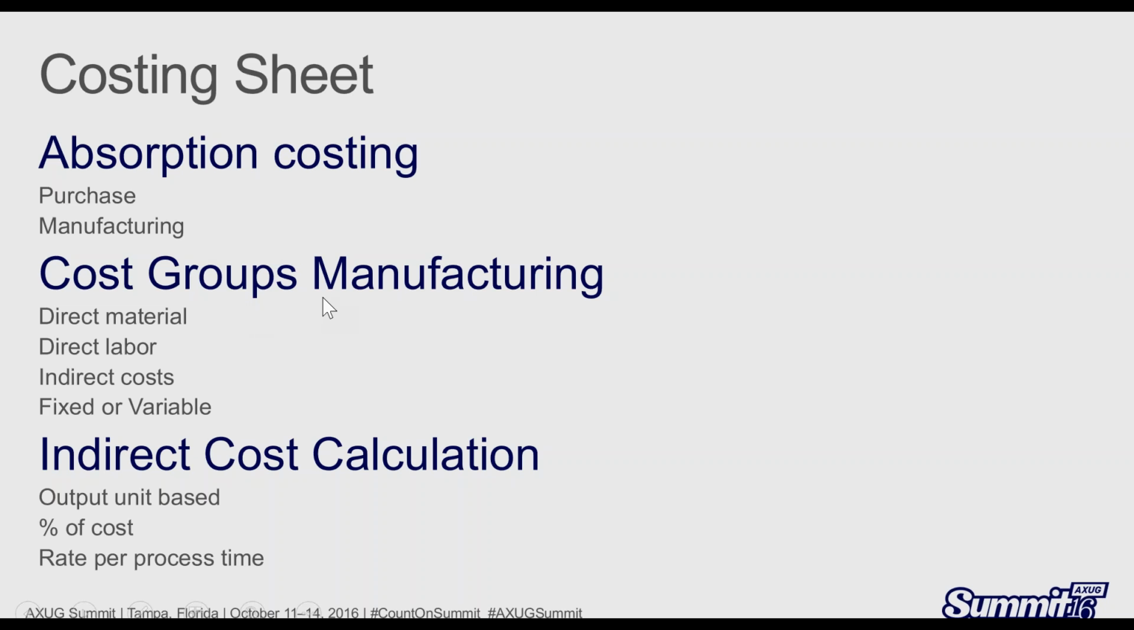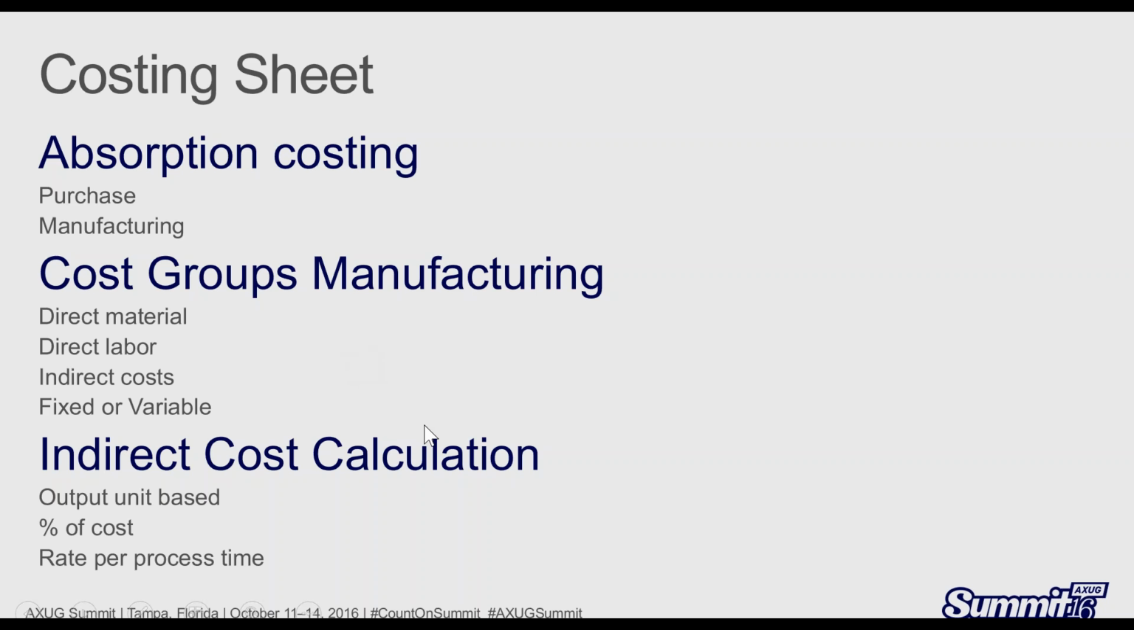Cost groups, you should all be familiar with cost groups on the manufacturing side. We've got direct material. These are things used directly in the manufacturing of the product. Direct labor, so that would be direct people that are directly assigned to converting the product, and indirect costs, which are going to be your overheads, plant overhead, personnel overhead, that sort of thing. You can tag the cost groups as fixed or variable. That's for reporting purposes only, and that'll give you the ability to kind of segregate out where your variances are, and we'll take a look at that a little bit later.